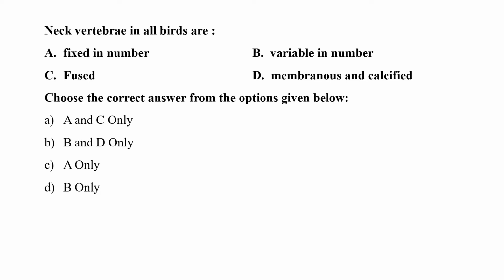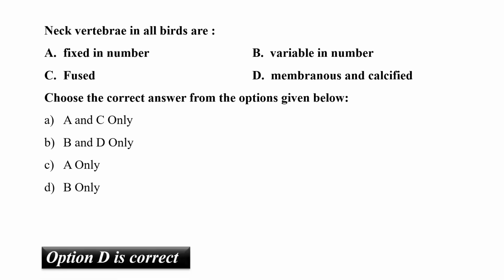Plus, the number of neck vertebra is a variable number. It can vary from 13 to 25. So amongst the given option, the only correct option is B, variable in number. And here our right answer would be option number D, which says B only.